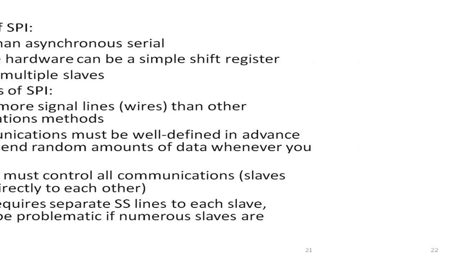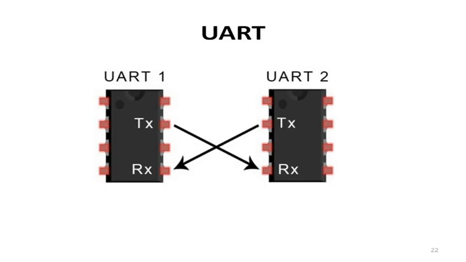Okay, so the next one is universal asynchronous receive transmit. So in universal asynchronous receive transmit communication, it communicates directly with each other. Like two universal asynchronous receive transmit devices are communicating directly with each other.